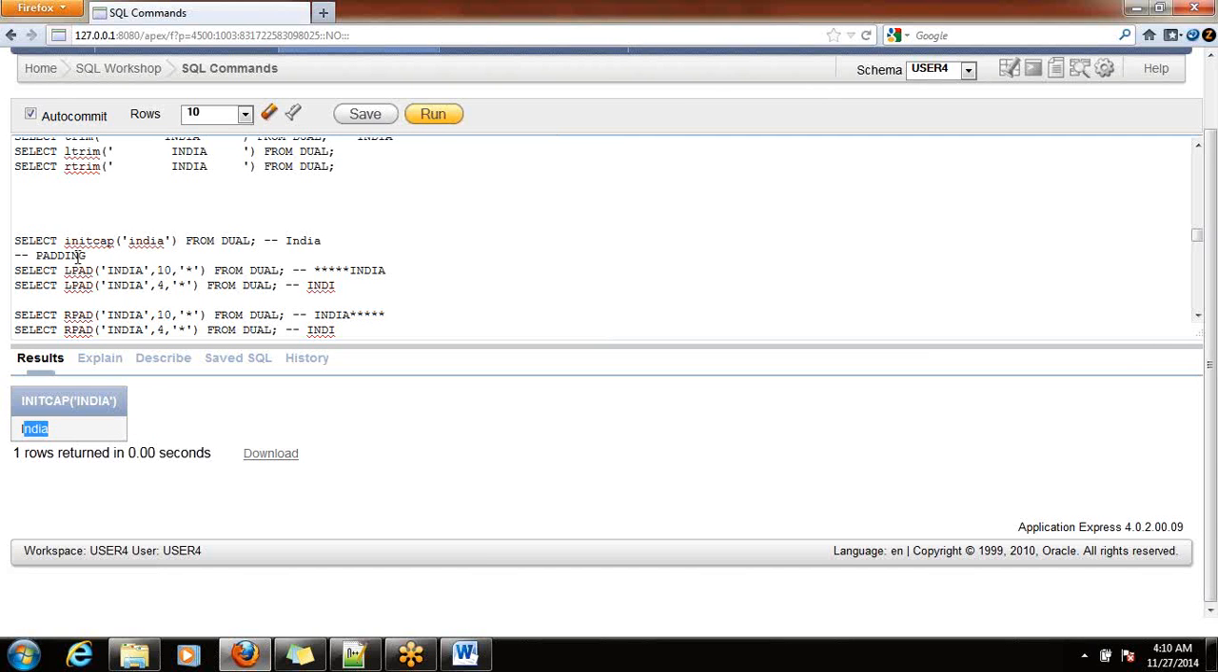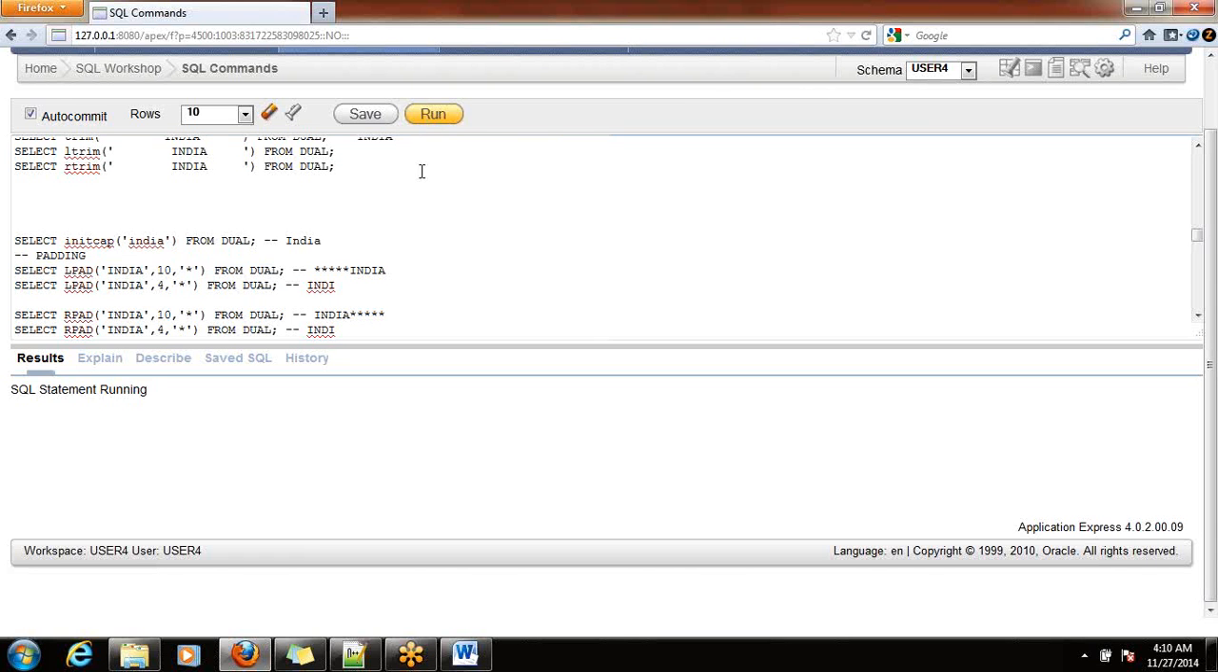Likewise, we have a function called padding, where you can pad a string with so and so character, and how many characters you can pad, you can mention with an argument. Look here, left padding. You are supplying arguments here. The first argument is the actual string. The second argument is, in the result, how many characters do you want to display. And the third argument is with what character you want to pad the actual string. That is star, I mentioned. Observe the result, you can easily understand.